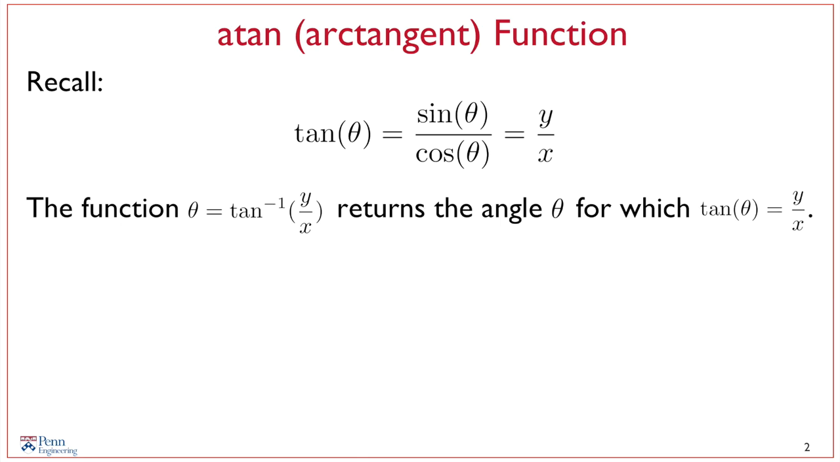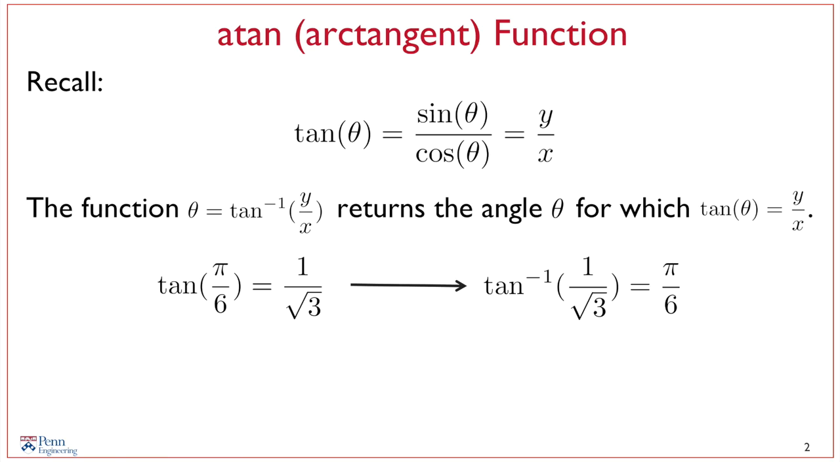equals y over x. For example, the tangent of the angle pi over 6 is 1 over the square root of 3. As a result, the inverse tangent of 1 over the square root of 3 is pi over 6. The inverse tangent function is implemented in programming languages as the atan function. This function takes a scalar variable as an input and returns the angle that is its inverse tangent.